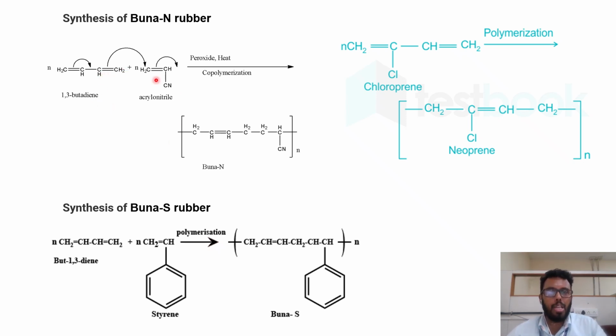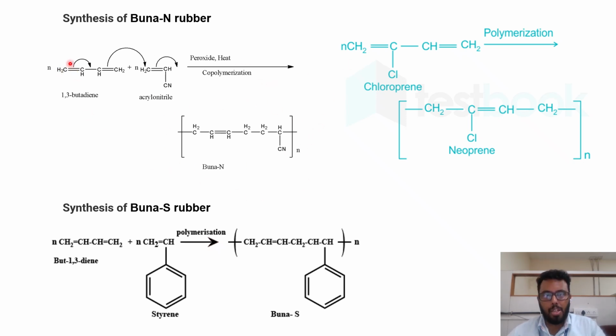And then you will react this with acrylonitrile. Again, the basic unit is ethylene, CH2 double bond CH2. Instead of one hydrogen, you are replacing it with CN. So that is acrylonitrile. Add the peroxide, heat it, copolymerization will happen, and you will get this product.